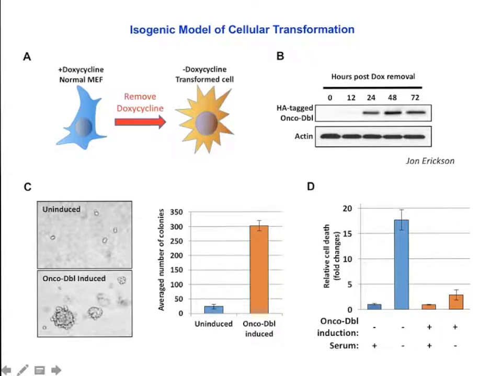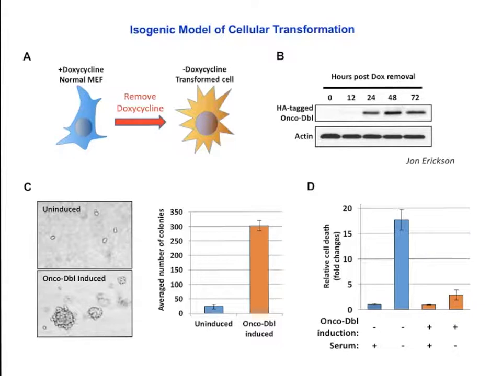And then we also performed a survival assay. So if you take normal fibroblasts and you expose them to serum-starved conditions, they'll undergo apoptosis, as shown here. However, if we first induce OncoDbl expression in these MEFs, now we can suppress this apoptotic response. So these are what we would refer to as highly transformed cells.